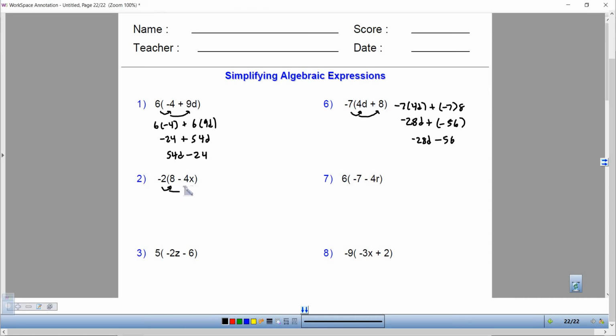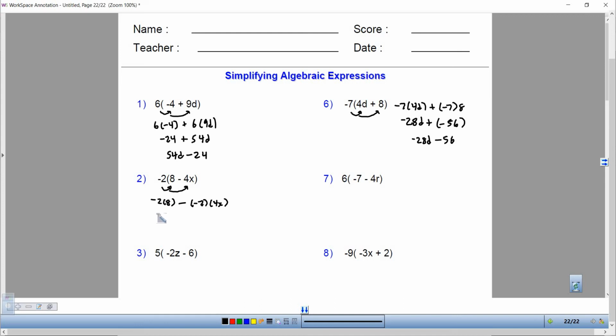All right, here we go. I'm going to go ahead and distribute through here. So I have negative 2 times 8. Now be careful. I have this minus, so it's subtraction of negative 2 times 4x. It gets tricky. You got to be careful when you have subtraction. With addition, we don't have to be quite as careful. With subtraction and negatives, it can get tricky.